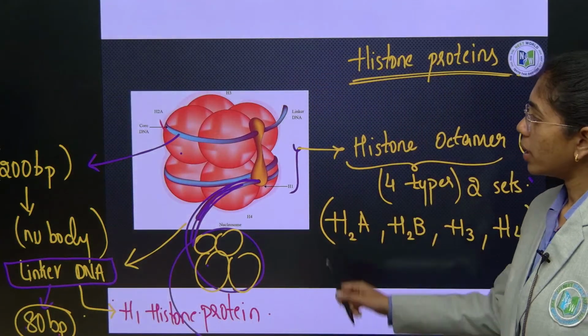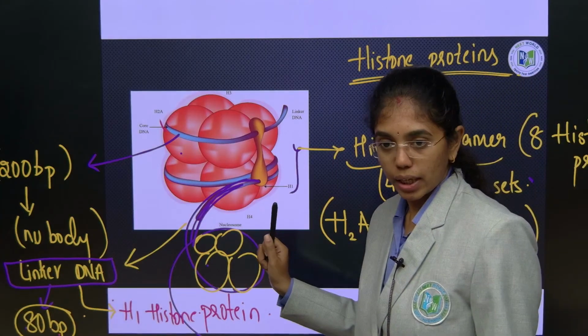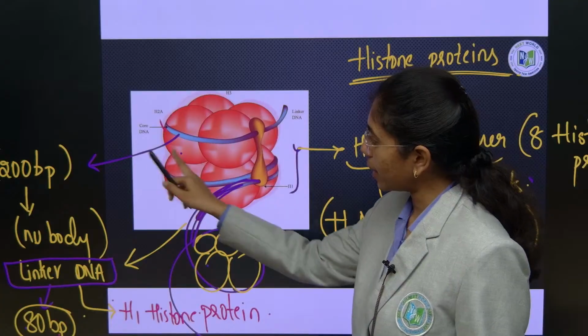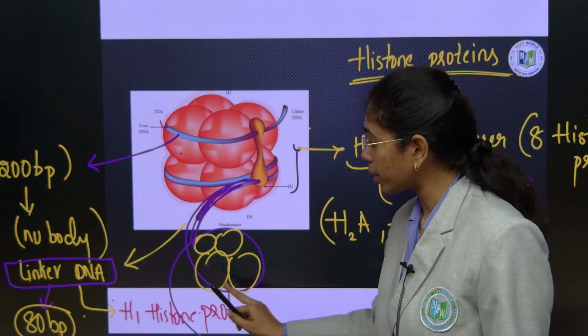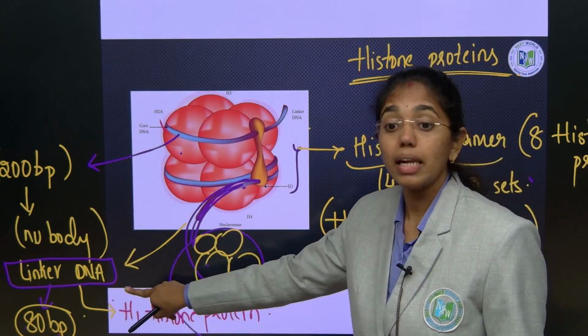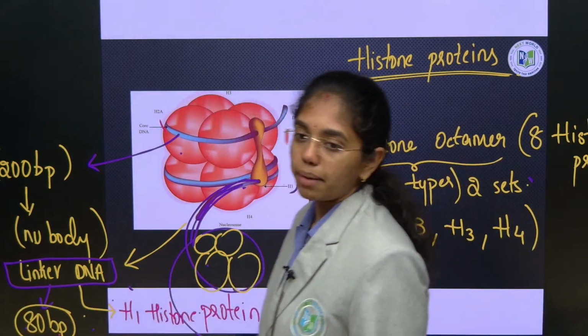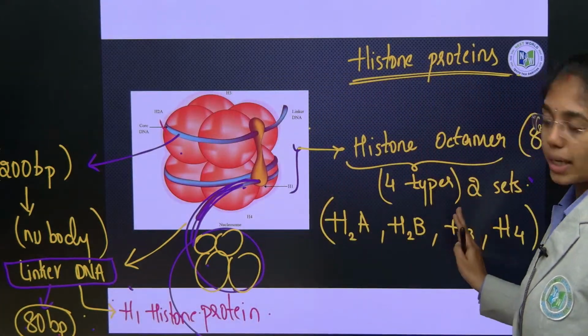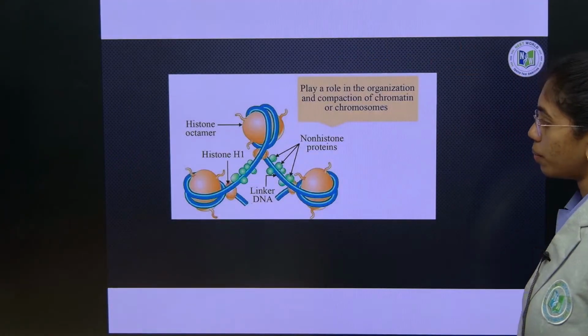Clear? So here you can see 200 base pairs of DNA, called a nucleosome, wrapped around one complete histone octamer. The DNA which moves from one histone octamer to the other, that connecting DNA, is addressed as linker DNA. What will be the length of linker DNA? It will be 80 base pairs. Clear till here completely? Now this is addressed as the nucleosome model.